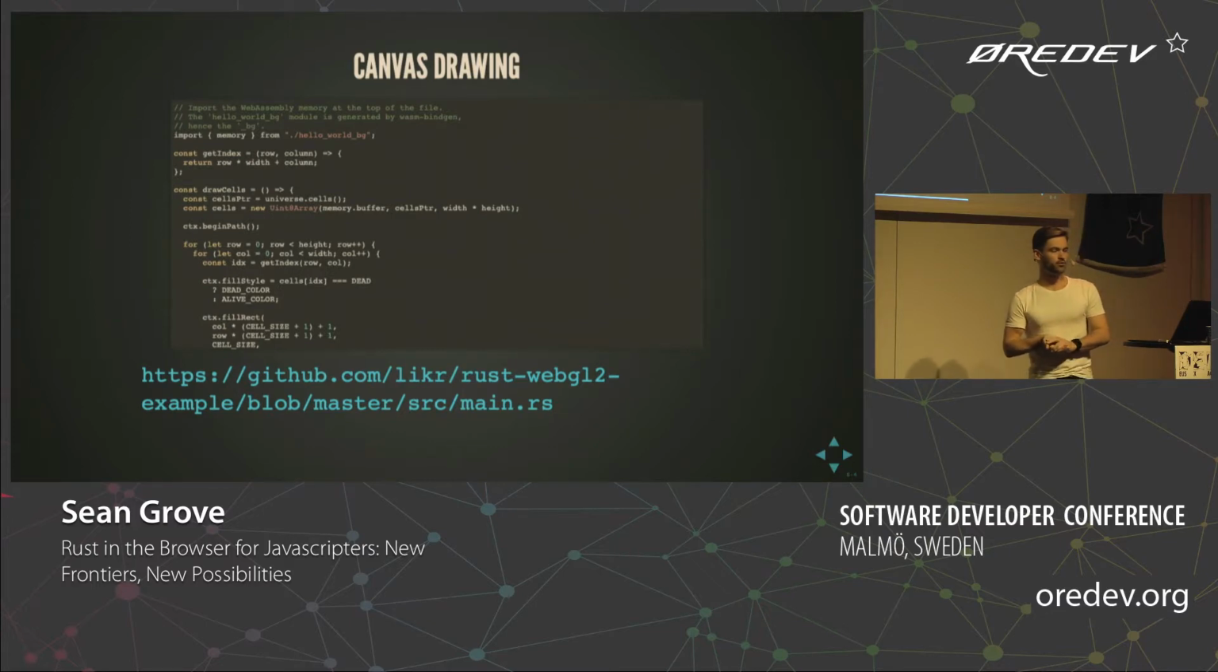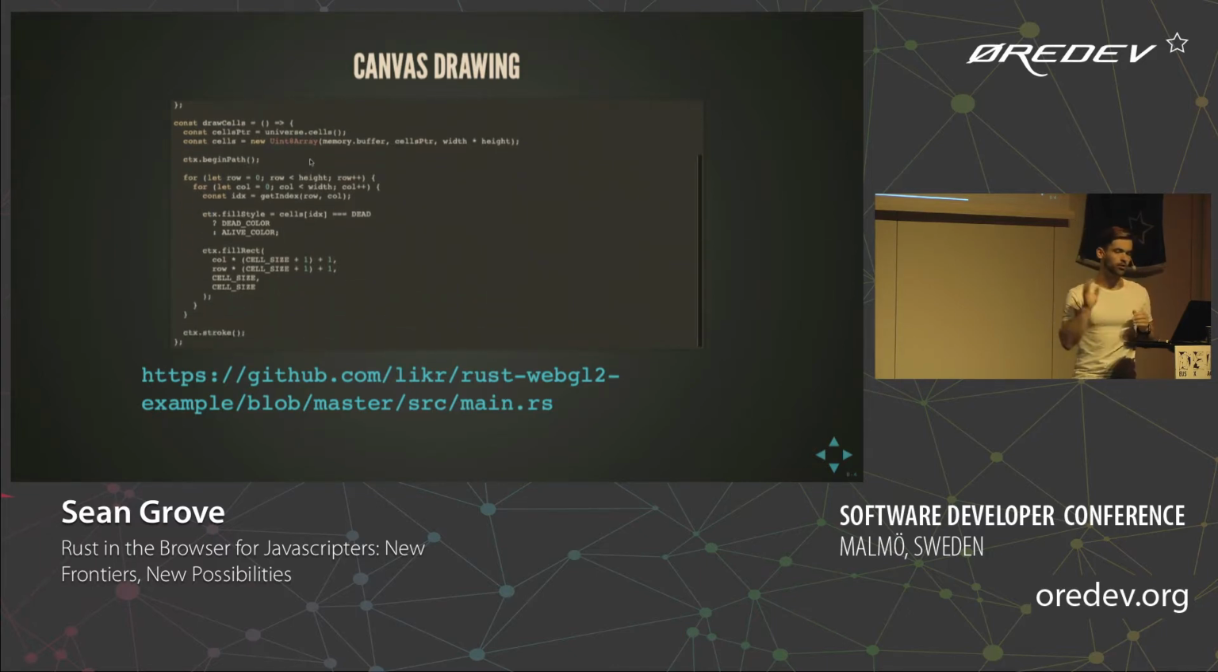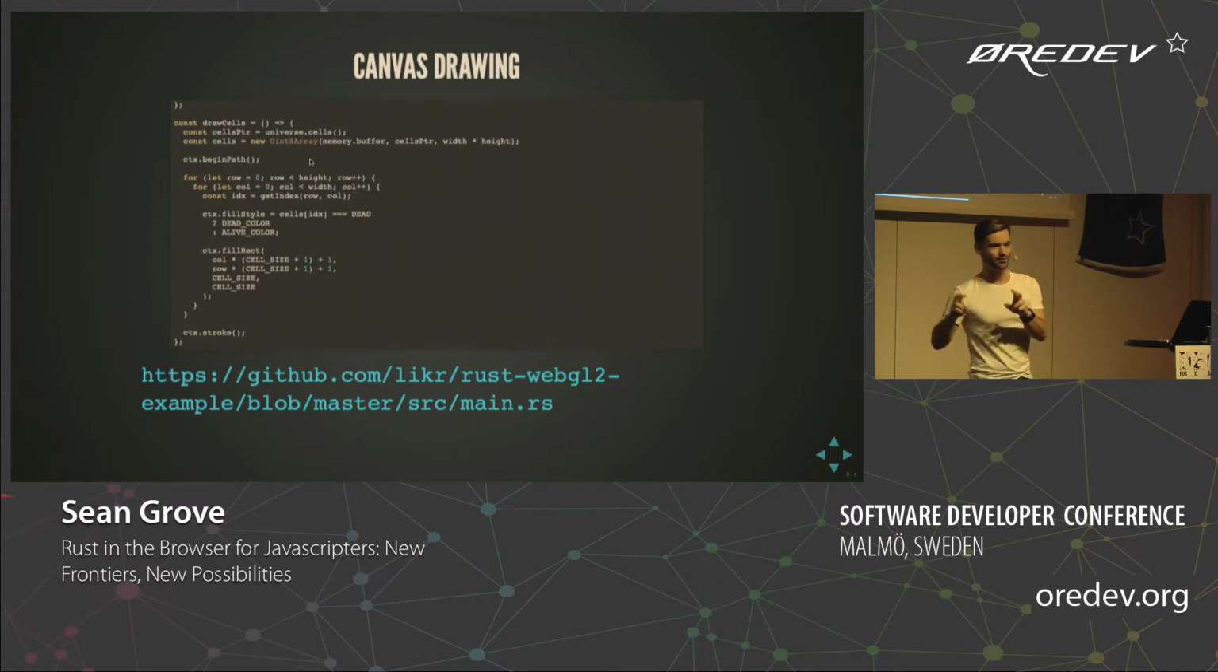Finally, a bit of canvas drawing. So again, Rust has its memory, JavaScript has its memory, but they can share memory via this shared array buffer. So this is on the JavaScript side. I'm going to import the memory from my WASM application, and in JavaScript, I'm going to go ahead and do all my drawing. Rust has done all the heavy lifting. It's done the computing on the back end, the back end inside of the browser.